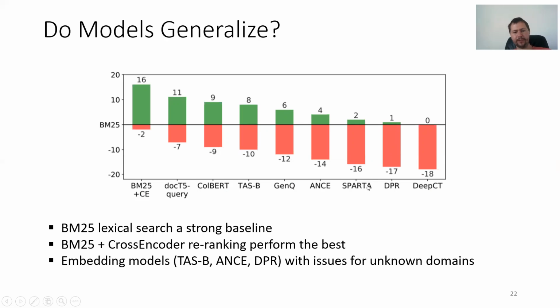So BM25 plus cross-encoder re-ranking performs the best, not only in the number of datasets where we see an improvement, but also in absolute improvement. And embedding models, for example TSDAE, ANCE, and DPR, have issues with unknown domains. They work well for the domains and tasks they were trained for, but if the domain is really different from the training set, the performance drops quite a lot and is often worse than a simple lexical baseline.